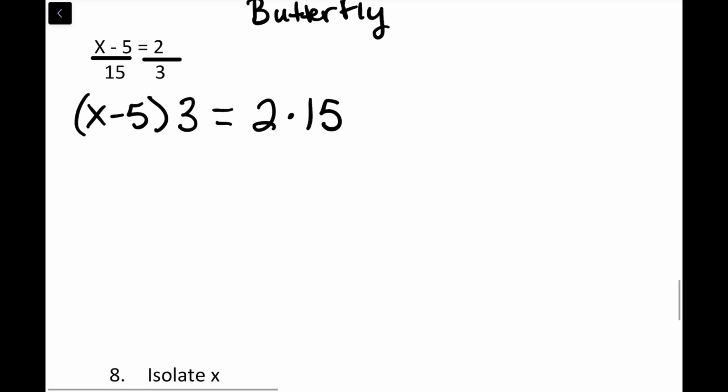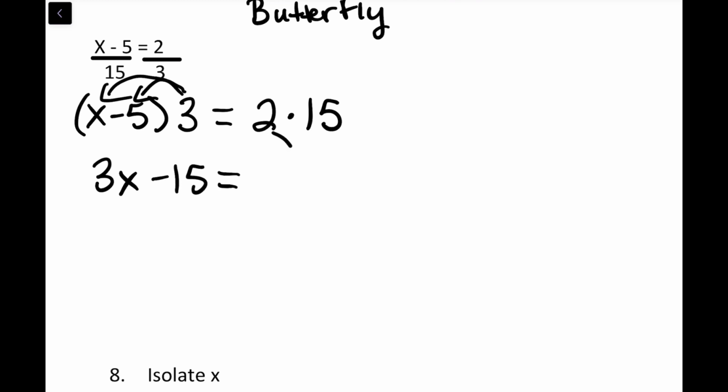So now I have some simplification I can do on both sides. Here I can distribute this 3. So 3 times x is going to be 3x. 3 times negative 5 is going to be negative 15. And over here, 2 times 15 is going to get me 30.